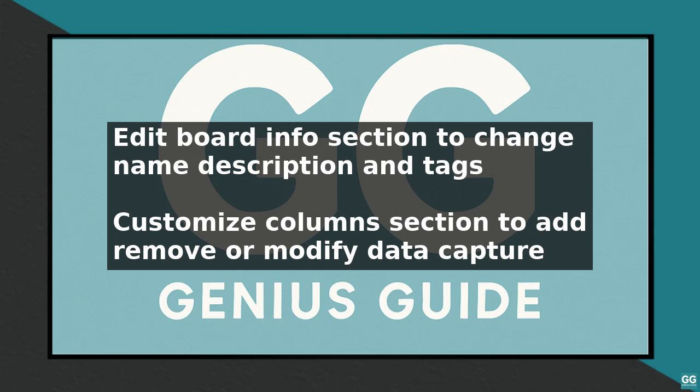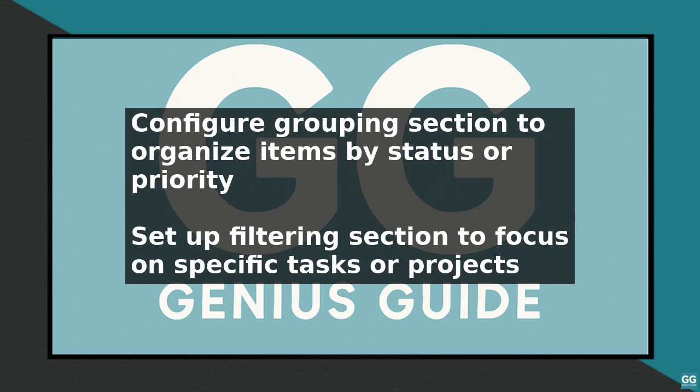Next, you have the columns section where you can add, remove, or modify columns to capture specific data points. For example, you can add a text column to capture notes or a date column to track deadlines. Then, there is the grouping section which allows you to group items based on specific criteria such as status or priority. This helps in visualizing and organizing your workflow.